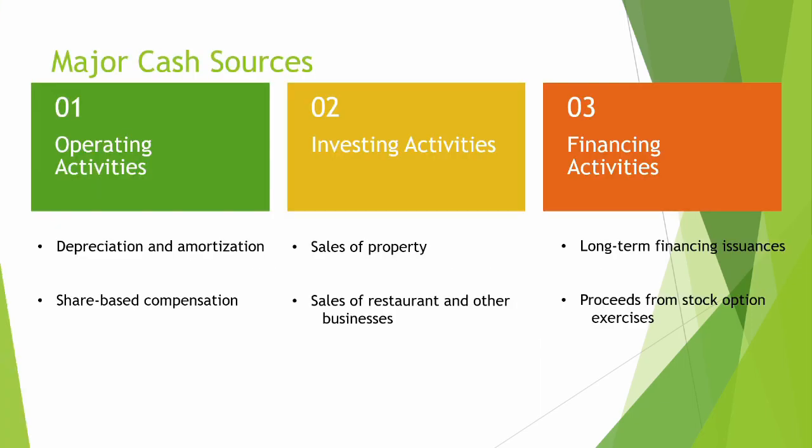On the financial statement, there are three main areas that define the cash flow. The areas are operating activities, investing activities, and financing activities. Under the operating activities for McDonald's, we have two impactful areas labeled depreciation and amortization and share based compensation. Under investing activities, we will be looking specifically at sales of property and sales of restaurant and other businesses.